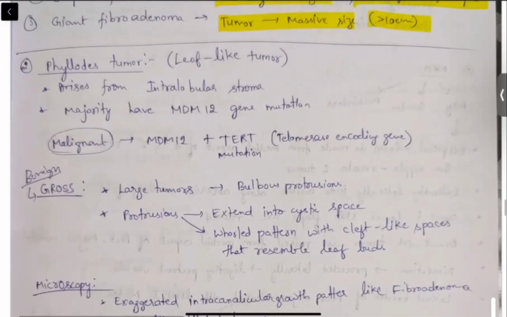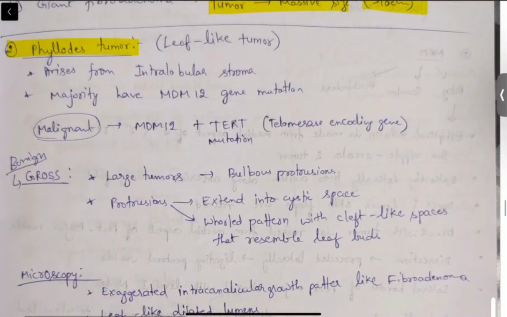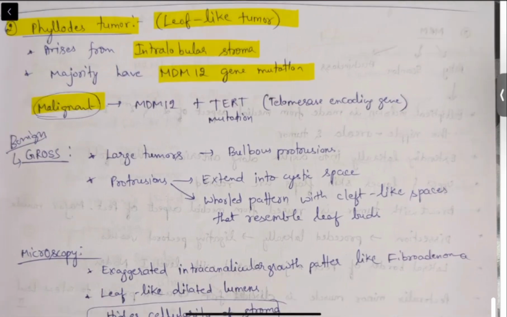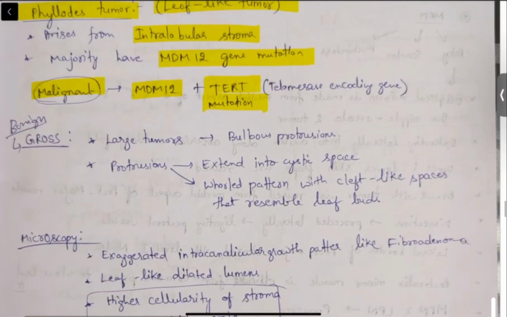Again, what is the treatment? Treatment is just simple excision. Okay, next one being Phyllodes tumor. This is called Phyllodes tumor because it appears like a leaf-like tumor on microscopy. This arises from the intralobular stroma. Again, majority have MED12 gene mutation, and it can become malignant. So MED12 gene and telomerase encoding gene mutation, and with a third gene mutation it will become malignant. Unless and otherwise it is a benign tumor.